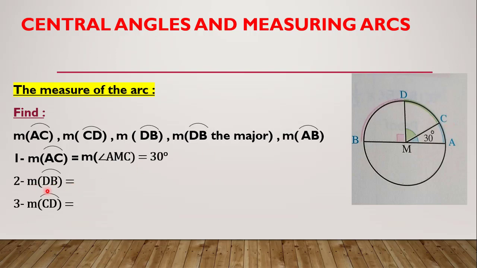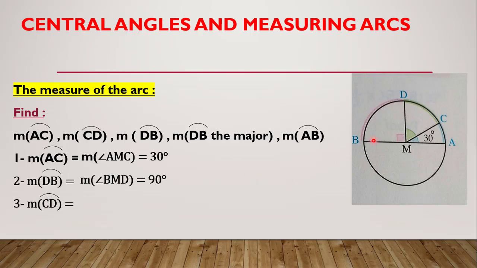Let's move to the measure of arc DB. This is the arc DB. What is the central angle that subtends this arc? The angle DMB, which is 90 degrees. So the measure of this arc is the same as the measure of the central angle that subtends it. Here DMB equals 90 degrees, so the measure of arc DB equals 90 degrees.